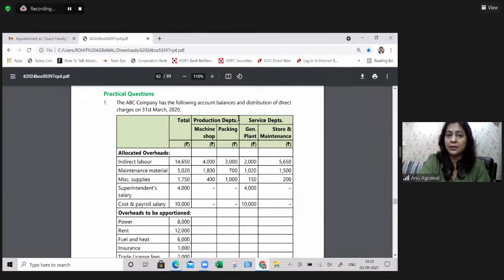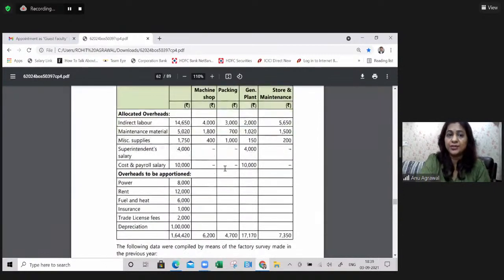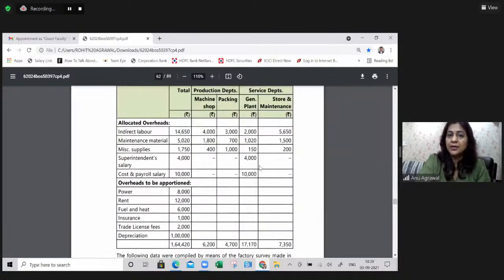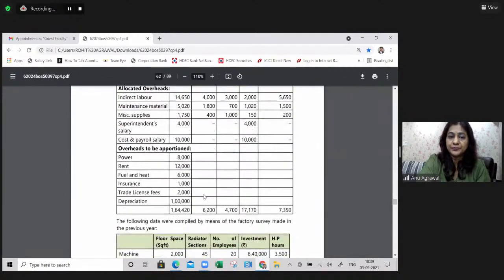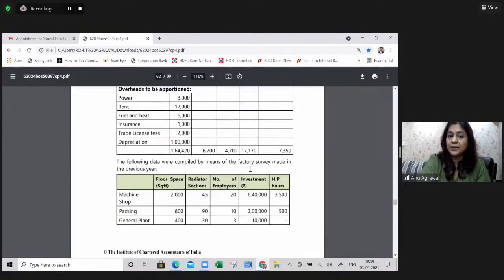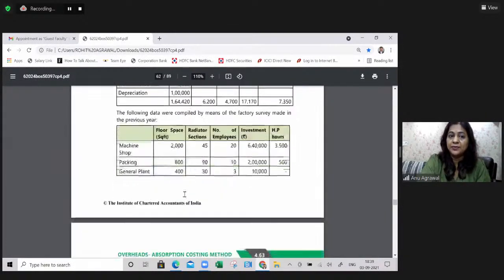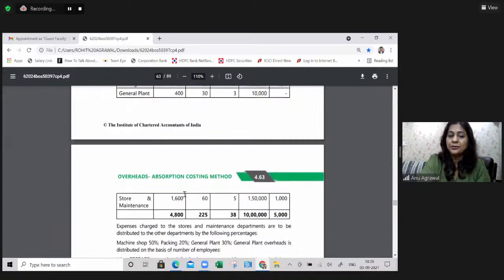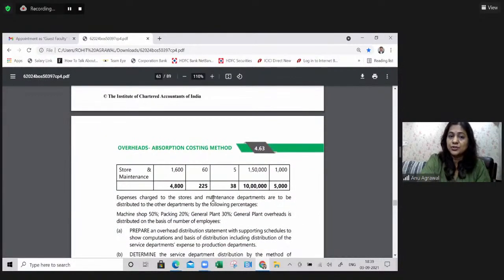ABC company has the following accounts and distribution of direct charges. They have given me information. They have given me the overheads which I need to apportion. The following data was compiled by means of a factory survey made in the previous year. Right? What do I need to do? Expenses charged to the stores and maintenance department are to be distributed to other departments by the following percentages. Machine shop 50%, packing 20%, general plant 30%. And general plant overhead is distributed on the basis of number of employees.